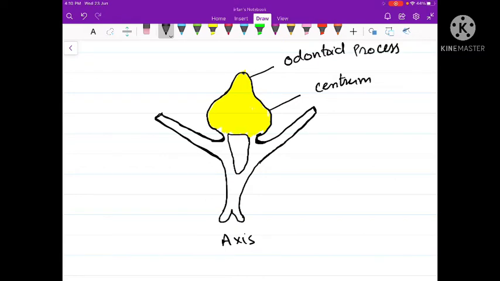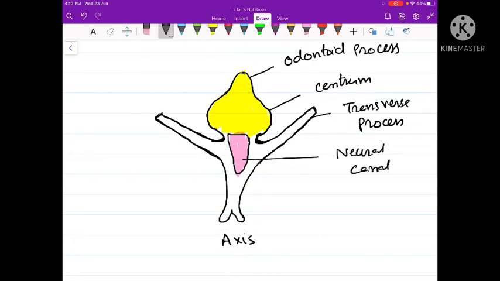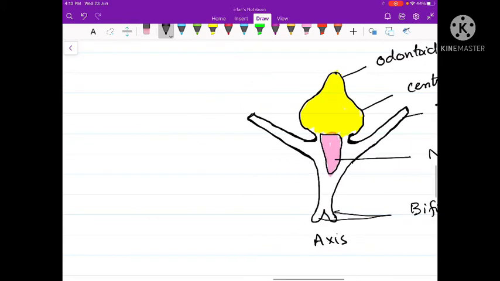Apart from this, there are the usual processes. This is the transverse process, one on one side, another on the other side. This here in the middle is the neural canal, and this is the bifid spinous process. You can see the bifid spinous process.